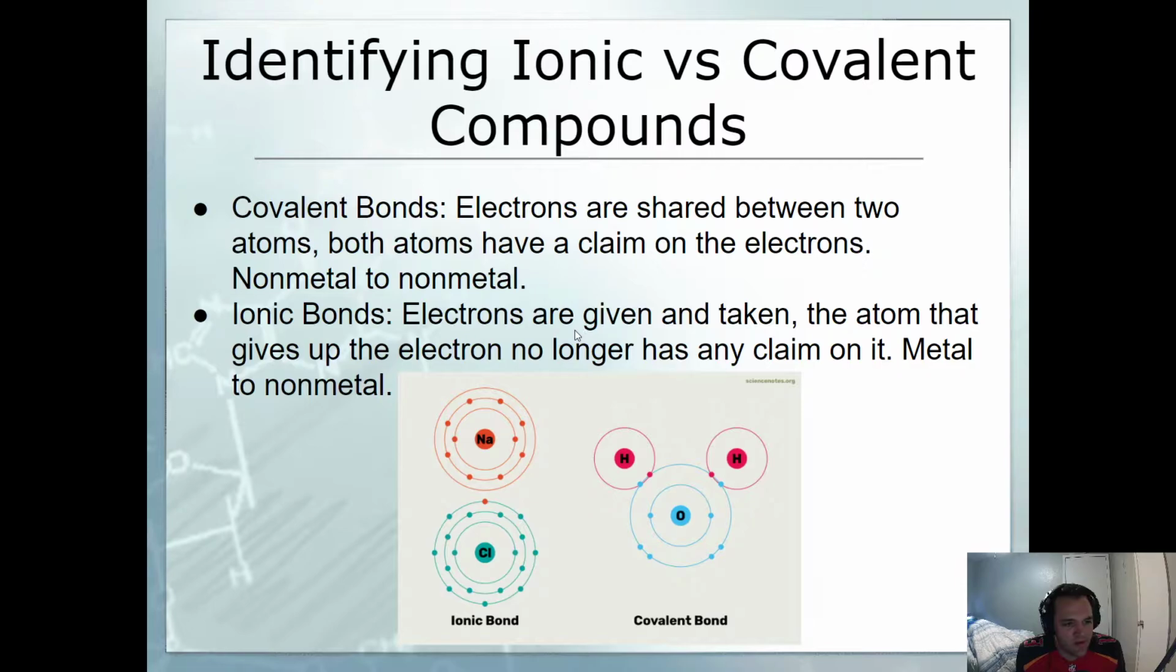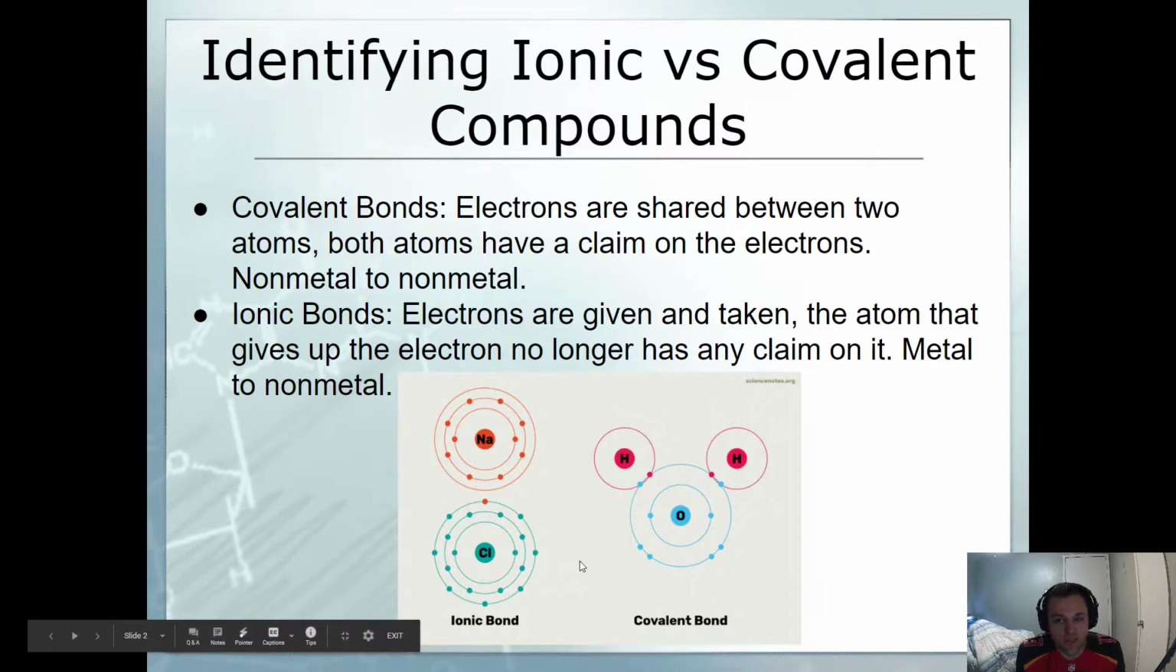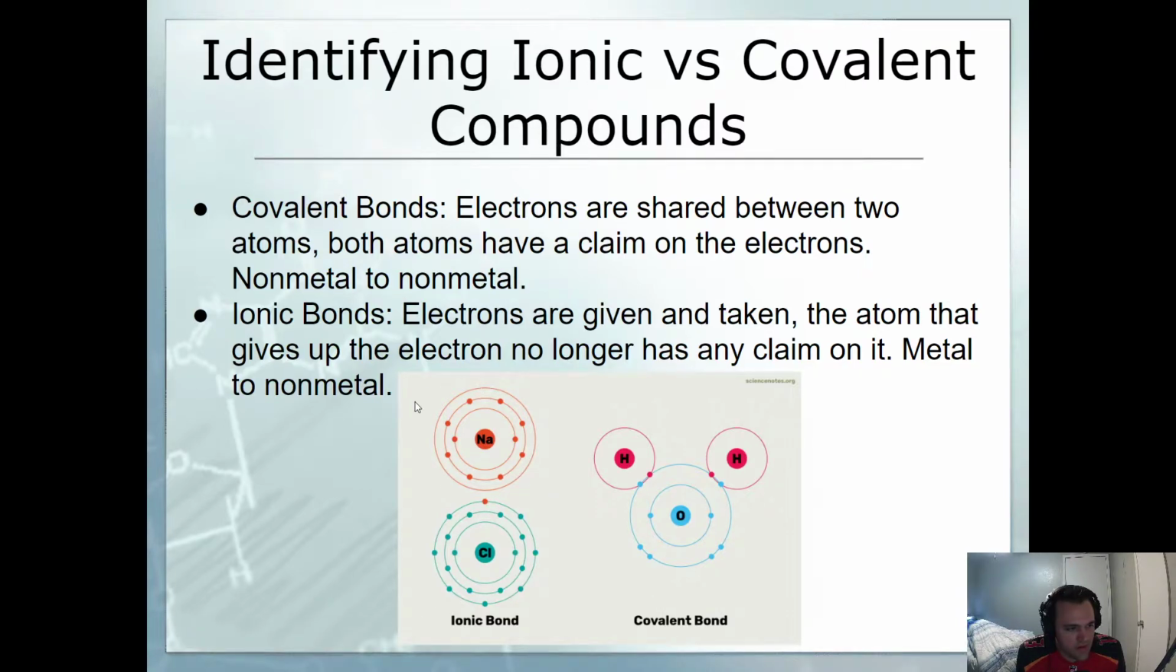All right, ionic bonds are the opposite. They're usually from a metal to a nonmetal. So instead of being two nonmetals, one of them is a metal, your sodium, and the other one's a nonmetal. And instead of them sharing the electron, one of these is giving away an electron and it doesn't have any claim on it anymore, and the other one is taking it. So you can see this electron here was taken from this outer shell of the sodium. It's no longer there. It's now with the chlorine. The sodium no longer has any attachment or claim to it. All right, so that's how you can tell the difference between them.